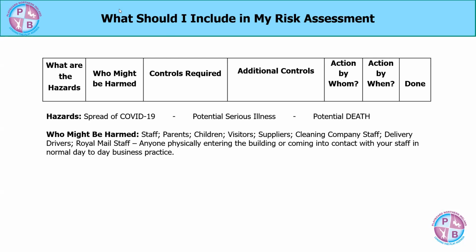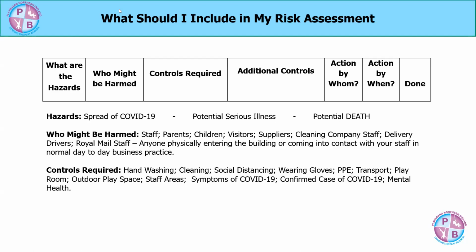So the controls required. Once you've decided on the hazard and who might be harmed, you have to develop your plan on what you're going to do to minimize the risk. You must do everything that's reasonably practical to protect everyone from harm. The controls are the measures you're going to put in place to manage the actual risk and minimize the hazard of spreading COVID-19. So these are some of the things that you will need to review within your setting and implement safeguards to control the risk.